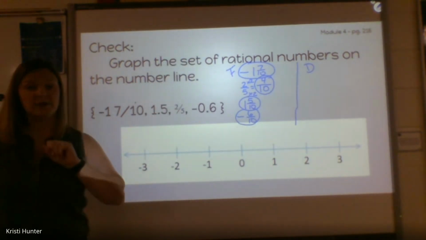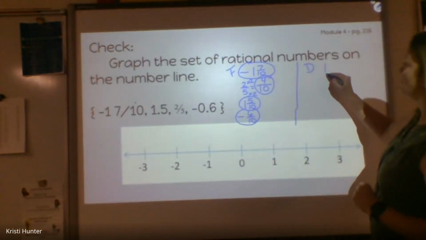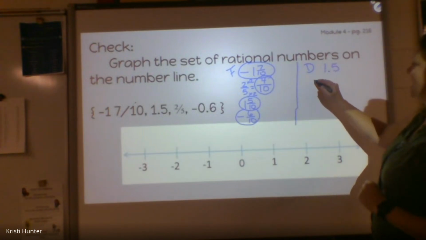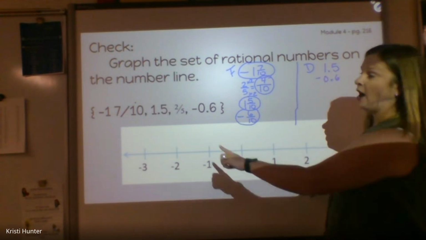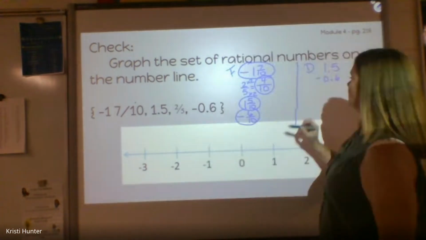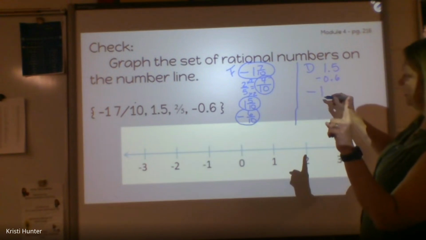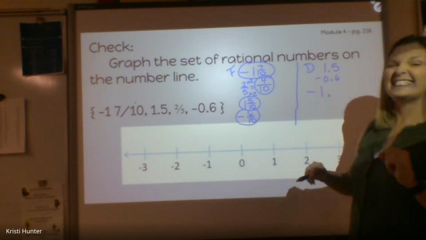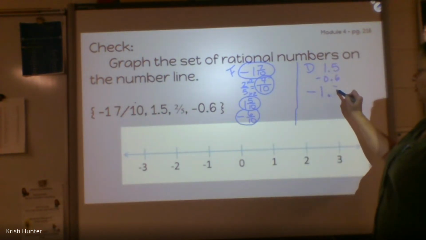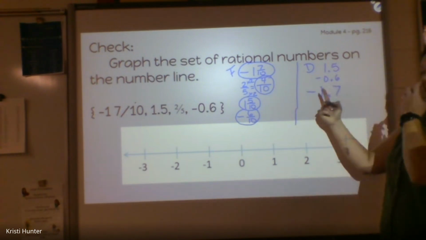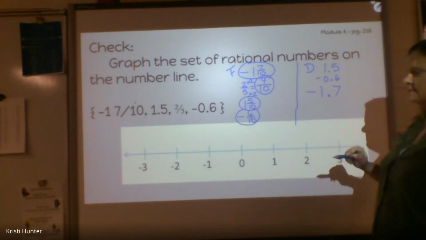If you were my decimals, let's talk decimals. So far I have 1.5 as a decimal and I have -0.6 as a decimal. Now, I also have this fraction, which is -1 7/10. Remember, my tenth spot is right here. So 7/10 is just -1.7. And then 2/5 is my other one.